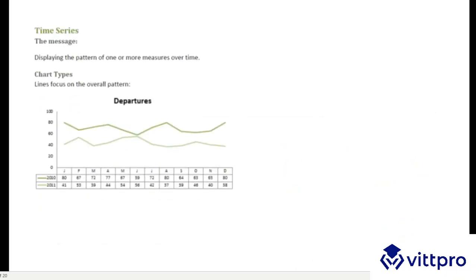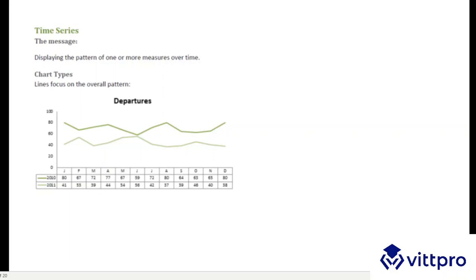Then you have one more easy and mostly used chart called the time series, which is also called the line chart. This is used to give you a pattern. You can use the bar chart as well to understand the pattern when it's going down and higher.